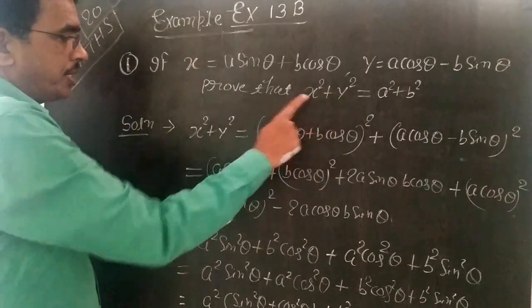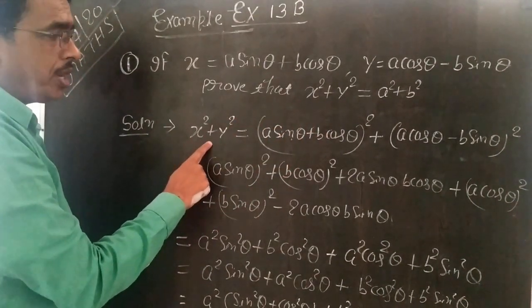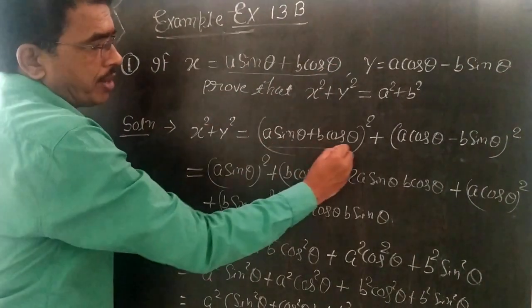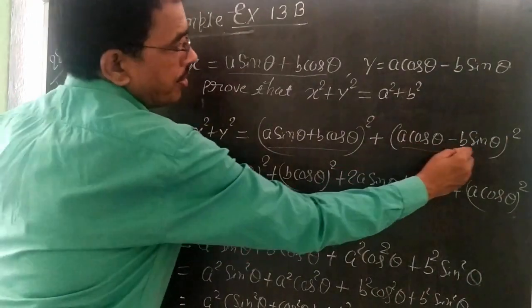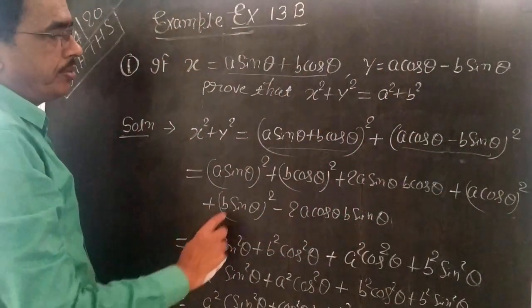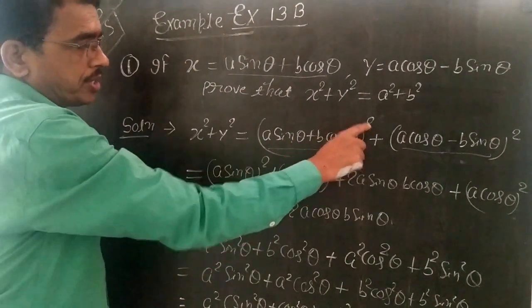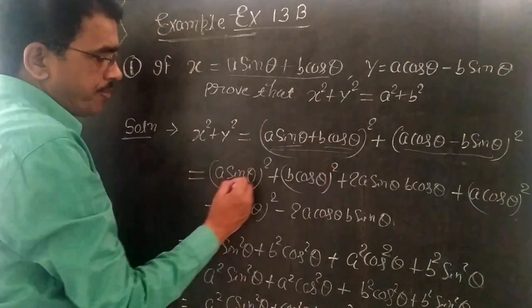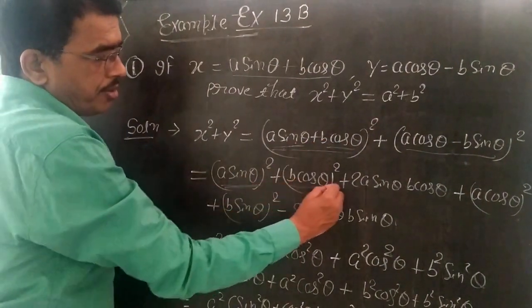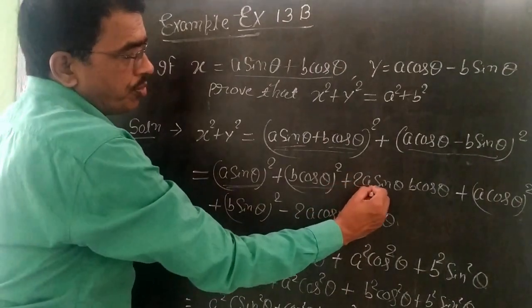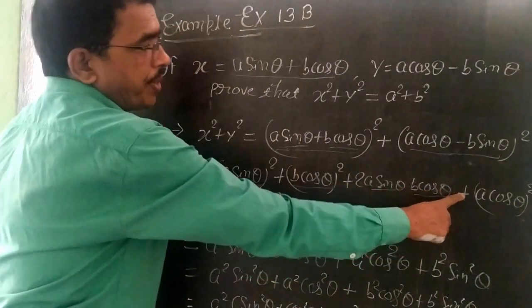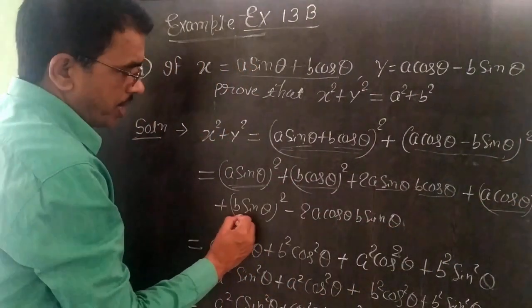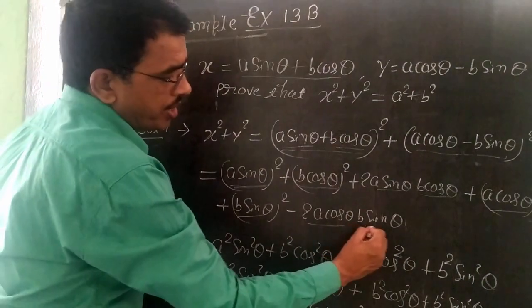So your first work is to write LHS, that is x square plus y square. The value of x is given, so substitute its value. Plus y square, the value of y is given, substitute its value. Now it is in the form of (a plus b) whole square, so write the formula: a square plus b square plus 2ab. I write here a square plus b square plus 2ab, plus it is (a minus b) whole square, so I write a square plus b square minus 2ab.